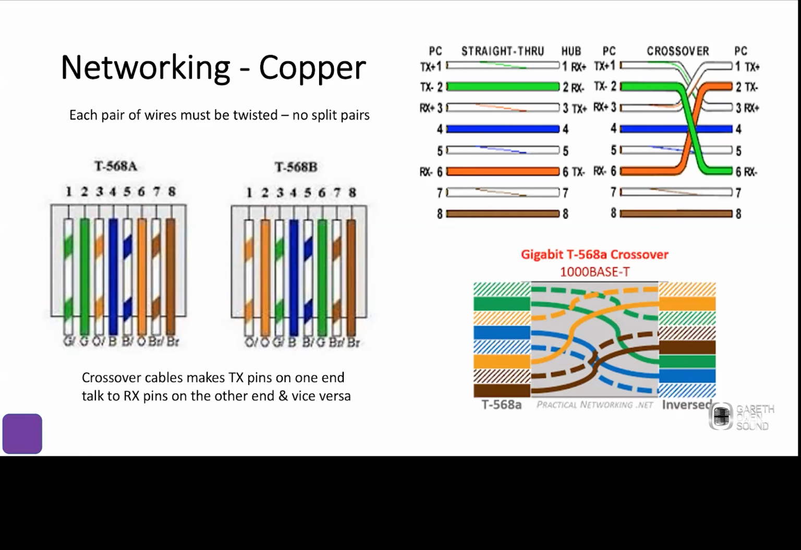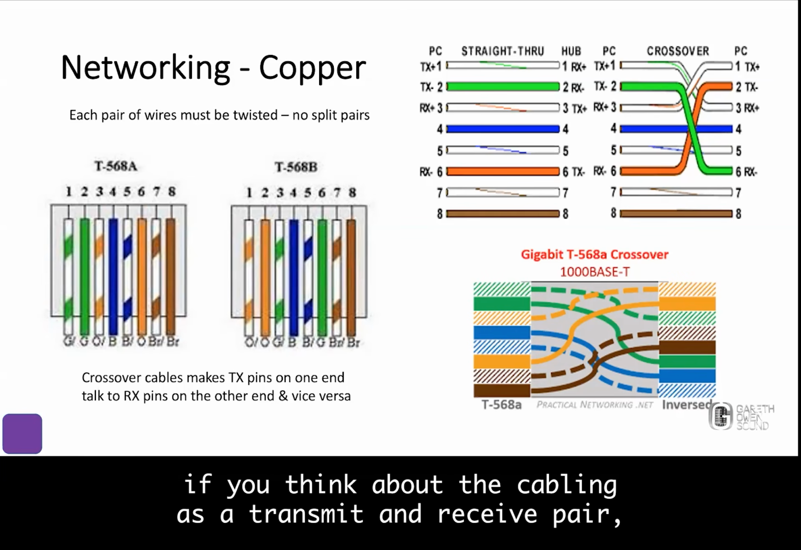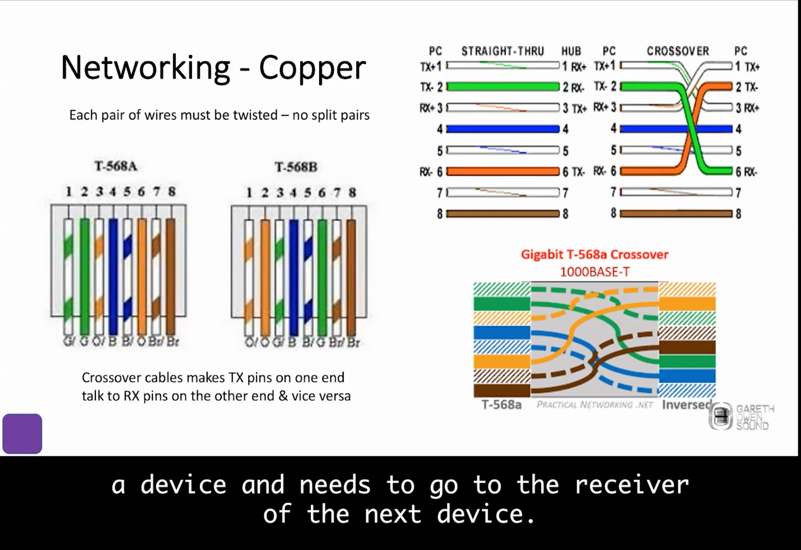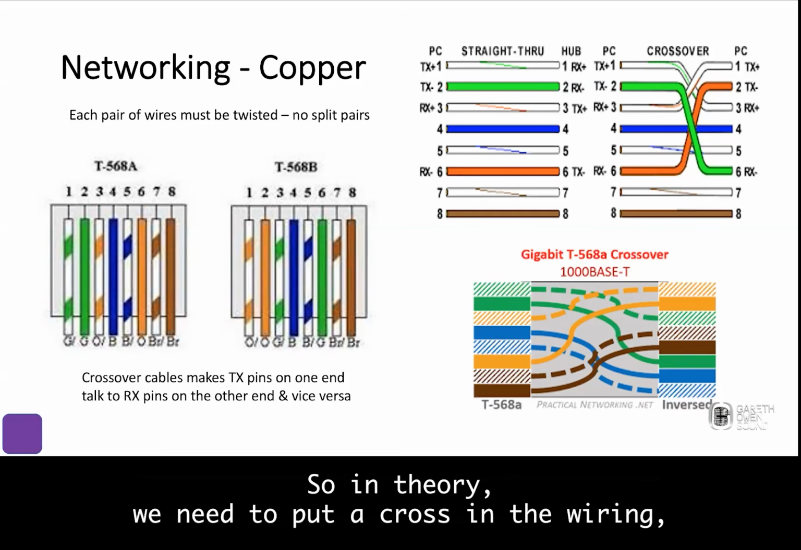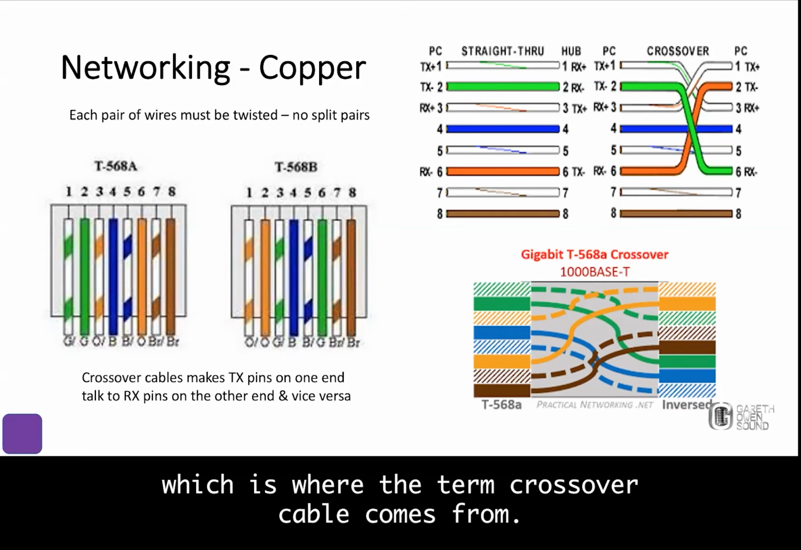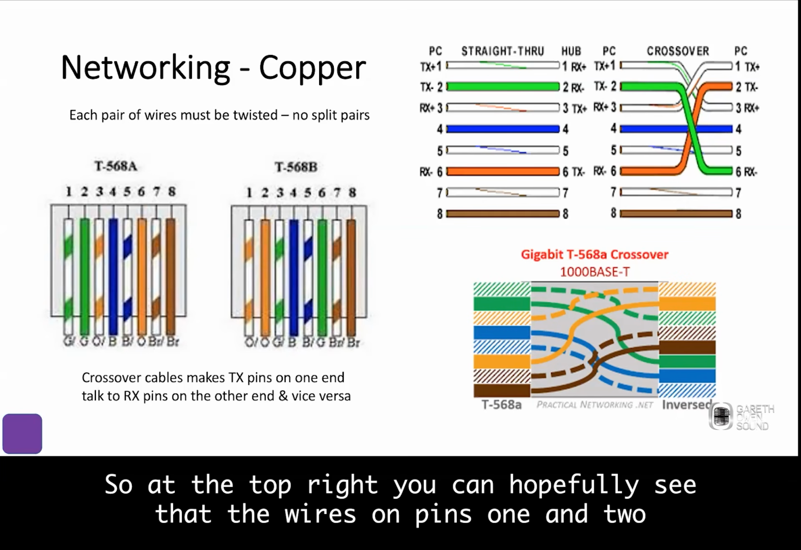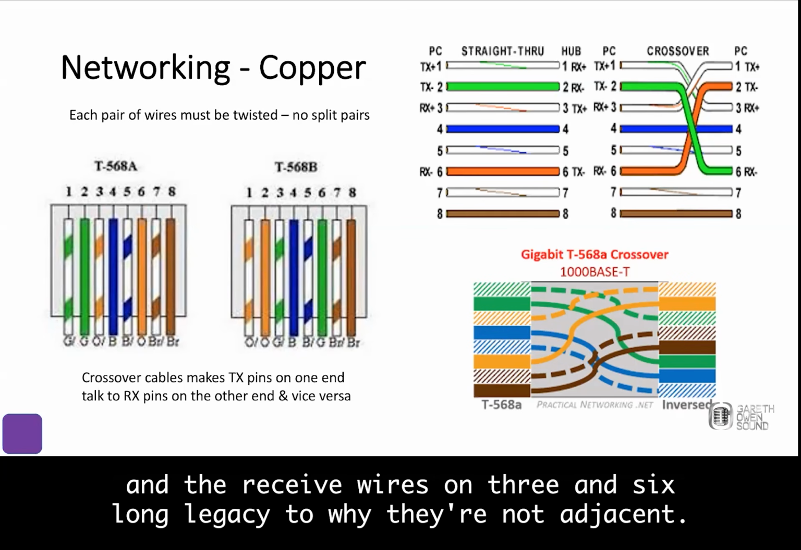Now, if you think about the cabling as a transmit and receive pair, what needs to happen is it comes out of the transmit of a device and needs to go to the receive of the next device. So in theory, we need to put a cross in the wiring, which is where the term crossover cable comes from. And you can see how you wire those. So at the top right, you can hopefully see that the TX wires on pins 1 and 2 and the receive wires on 3 and 6.